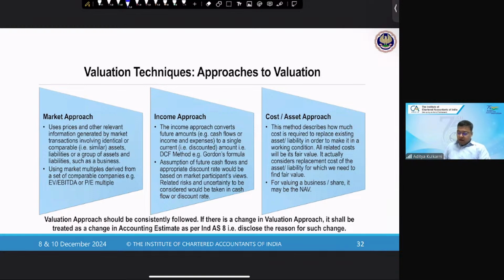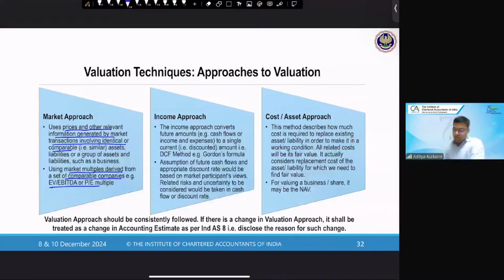Market approach. You are using the prices and other information generated by market transactions involving identical or comparable assets, liabilities, or a group of assets and liabilities, such as a business. And then you will be using market multiples derived from a set of comparable companies. Example, enterprise value by EBITDA or the PE multiple. So this could be one approach, market approach. You basically take the market values and then you do some adjustments to arrive at your fair value.